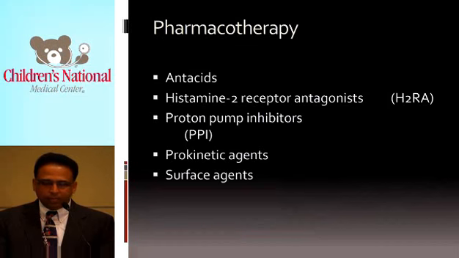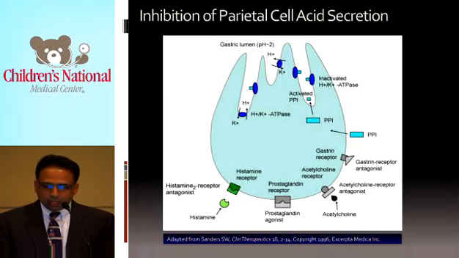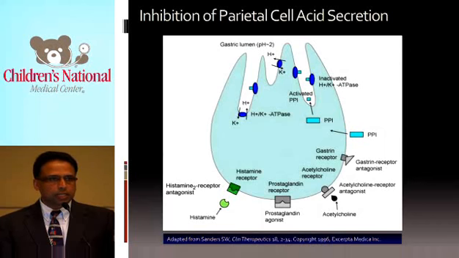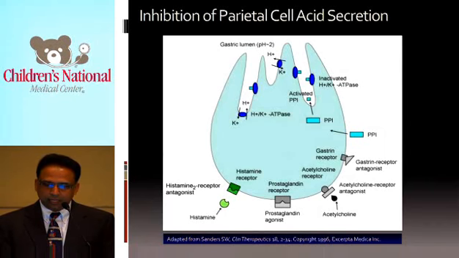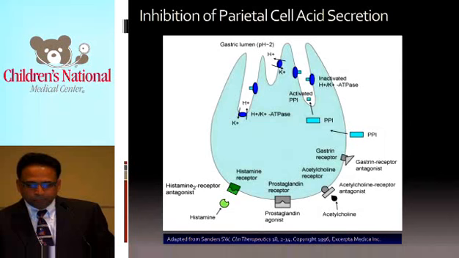Coming on to pharmacotherapy, the medications often used are antacids, H2 blockers or H2 receptor antagonists, proton pump inhibitors, prokinetics, and surface agents. This is a typical parietal cell. These are all the receptors that stimulate the proton pump. The reason the proton pump is called a proton pump is that it exchanges a single proton, which is hydrogen, in exchange for potassium. That produces the hydrogen in the gastric lumen that combines with the chloride and forms hydrochloric acid, the strongest acid, and brings the pH down to 1 or below.